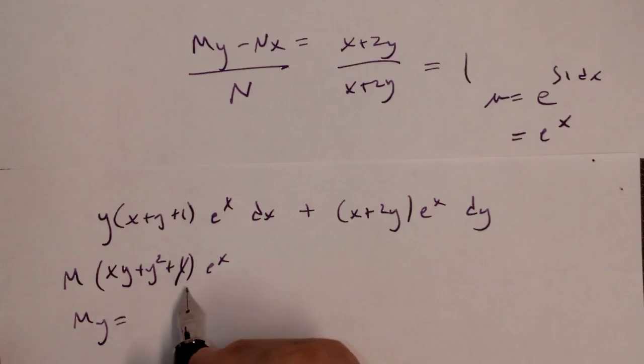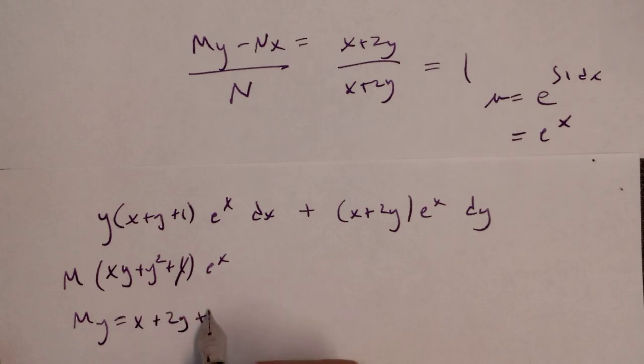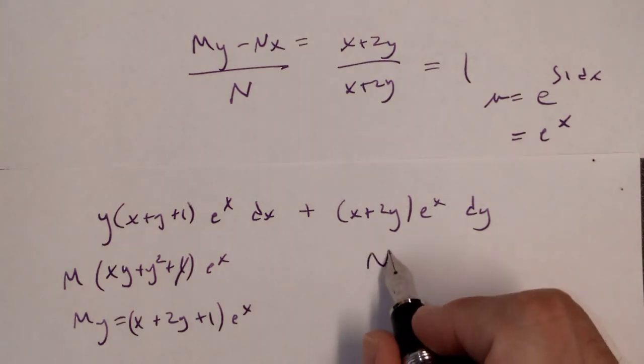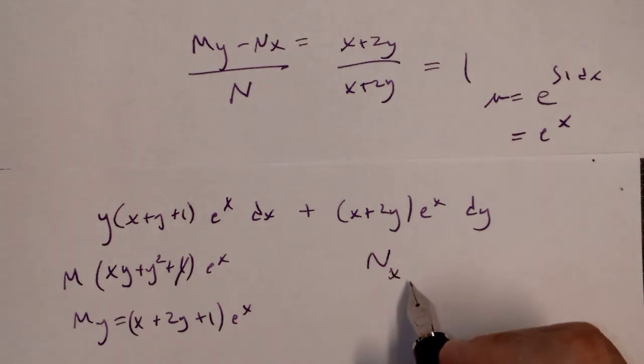My m is x plus 2y plus 1 multiplied by e to the x. I multiplied that y through so that I could take the derivative easier. That way I only have two pieces. And then over here, this is n, so I need to look at nx.